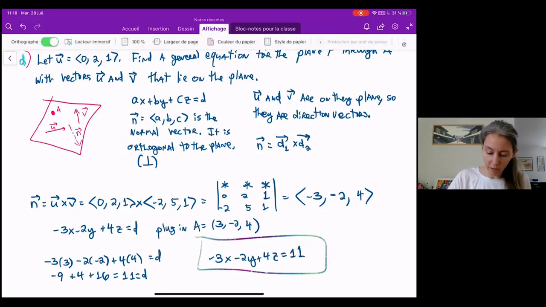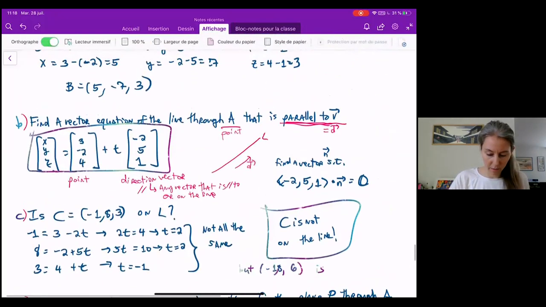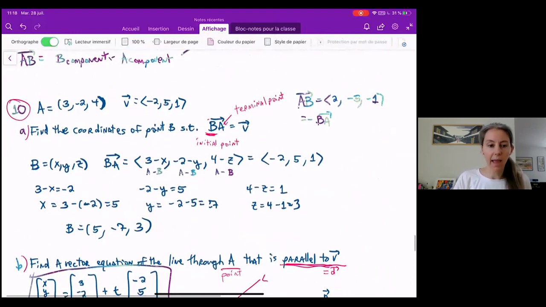Is A negative 3? No. So that's my A. My A is positive 3 there. So I'm plugging in 3, negative 2, 4.